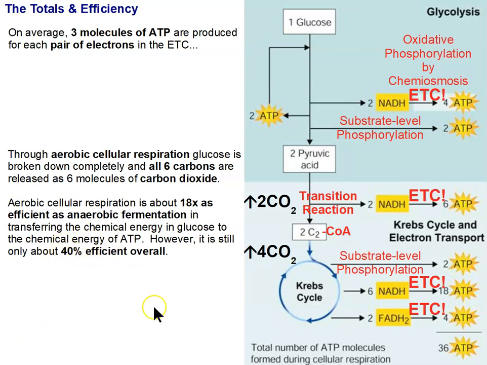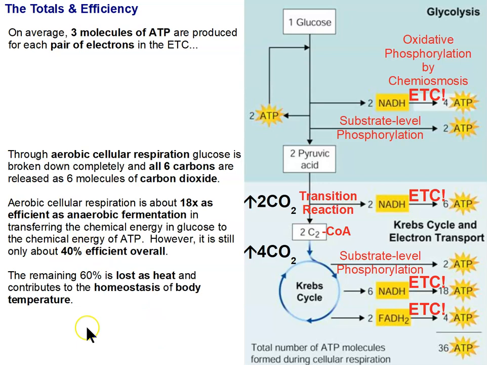So if it's only 40% efficient, where does the rest of the energy go? Well, it's lost as heat, and that heat contributes to the homeostasis of body temperature in us. Other organisms that don't maintain their body temperature, it's just dissipated from their body. But that's where it goes. So the total that I've given you is 38 ATP from one glucose molecule.